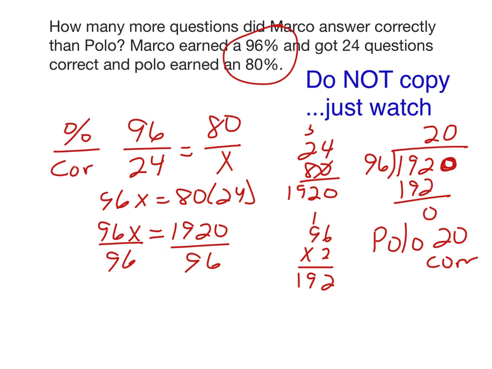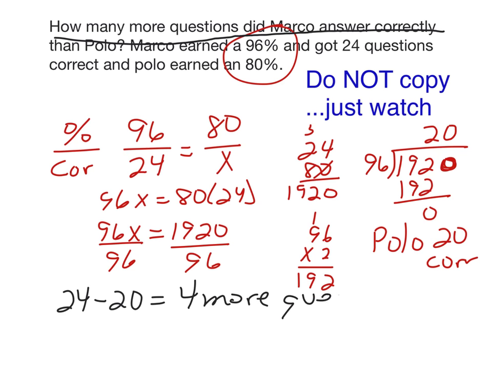Well, that doesn't answer your final question because the question asks how many more questions did Marco answer correctly than Polo. So 24 minus 20 gets you 4 more questions. And that is the final answer. Again, try it, set it up, just like I did in the last question, and check your final answer with a partner.